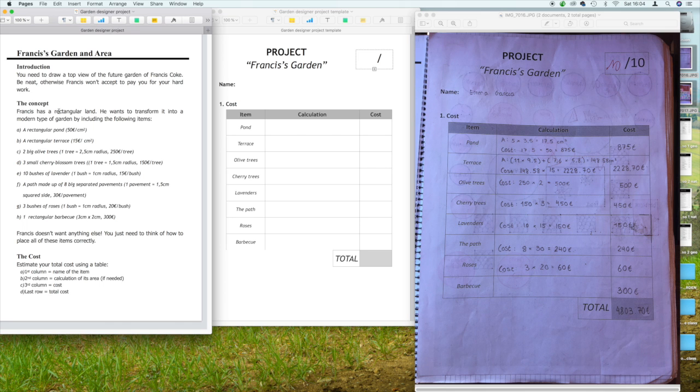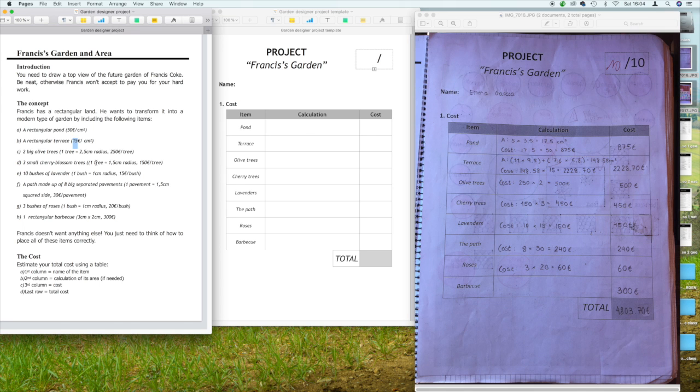The concept: Francis has a rectangular land, okay, and he wants to transform it into a modern type of garden by including different items. A rectangular pond. Keep in mind that the bigger you make it, the more expensive it's going to be. Same for the terrace. You can make a giant terrace, but be careful, every square centimeter will cost a certain amount of money, and so on, so on, so on.